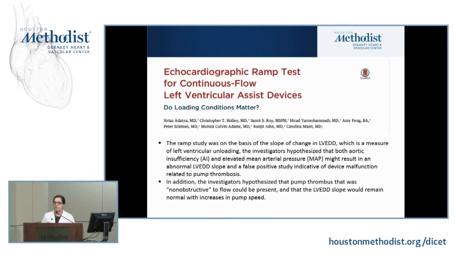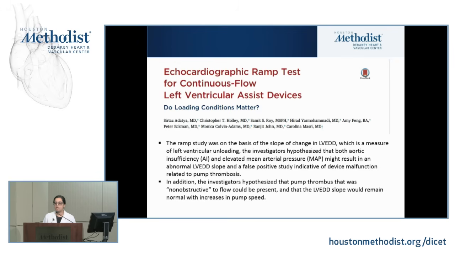But one thing I want to do is the additional caveat. This is a paper that came out recently on RAMP studies: do loading conditions matter? And they do. Just putting it quite simply, if you had hypertension or if you have aortic regurgitation, you may not change that LV end-diastolic dimension slope. And then you are stuck with a false positive study, where you think that somebody has an occlusive thrombus, which may not be the case.